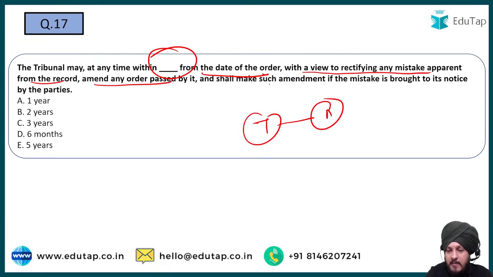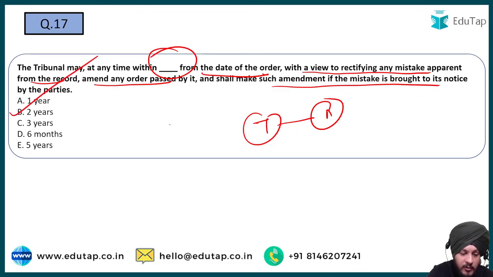हो सकता है, राइट? एंड शैल मेक एनी सच अमेंडमेंट इफ द मिस्टेक इज ब्रॉट इनटू इट्स नोटिस बाय द पार्टीज, राइट? सो द ऑप्शंस आर A 1 year, B 2 years, C 3 years, D 6 months, and E 5 months. So the correct answer to this question is going to be 2 years. ठीक है? तो 2 साल होता है. So tribunal, what it can do, it can rectify any mistake, right?